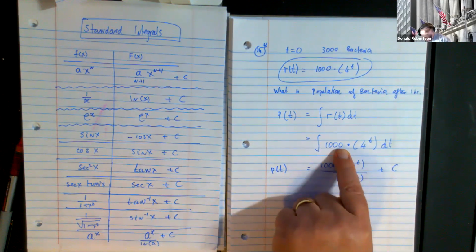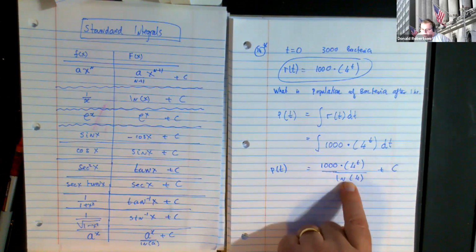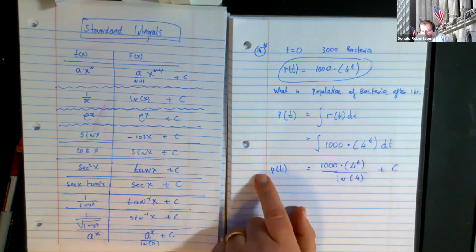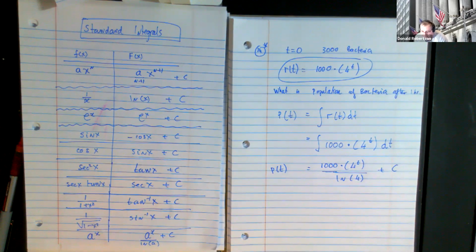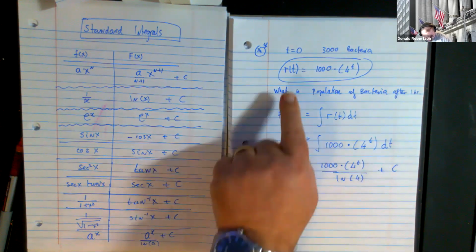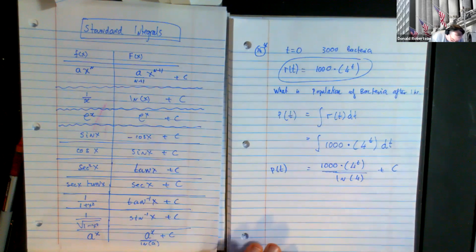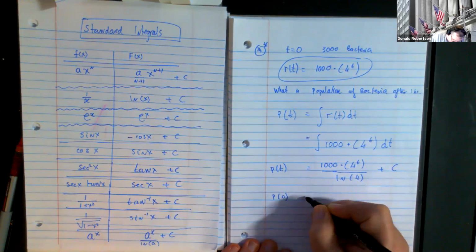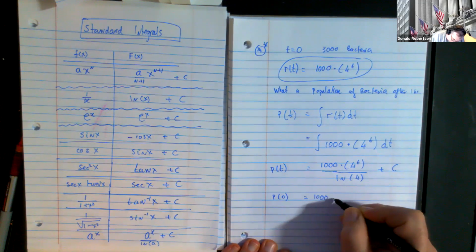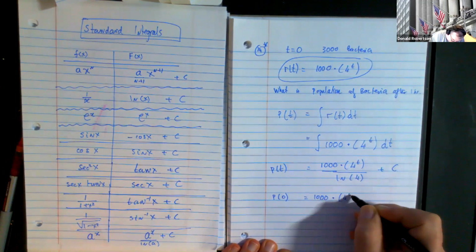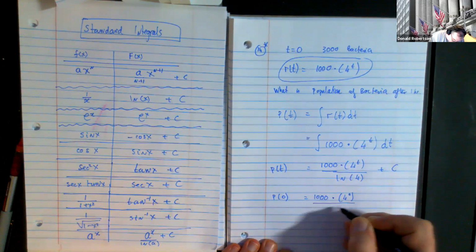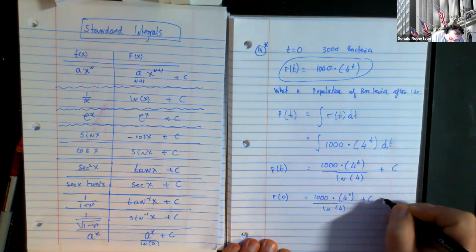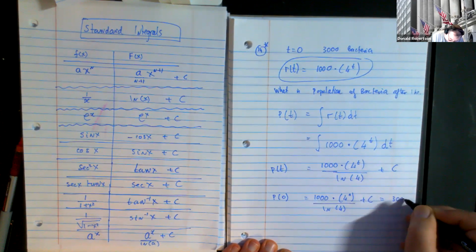So the antiderivative of that is this. If you integrate a rate function, you get an amount function. Here, it's the amount of bacteria. Then I'm going to use this, because what you're telling me is that the population at time 0, which is 1000 times 4 to the power of 0 over the natural log of 4 plus c, that is equal to 3000.